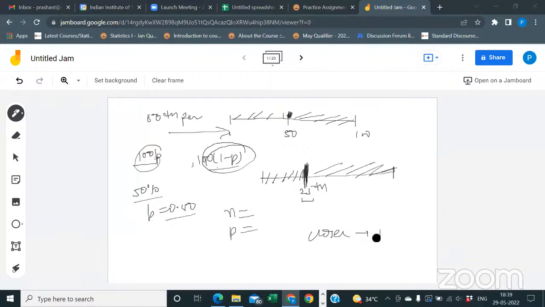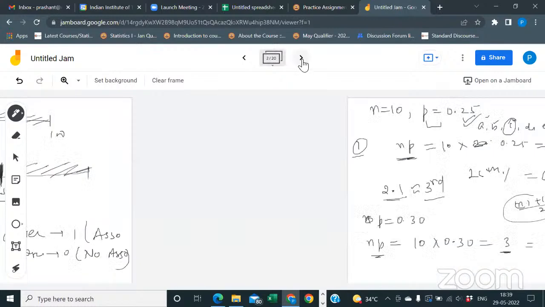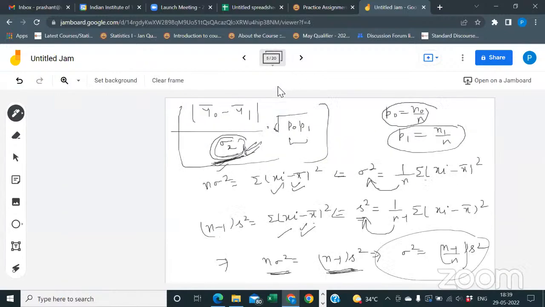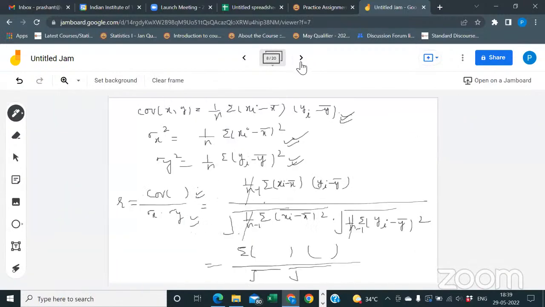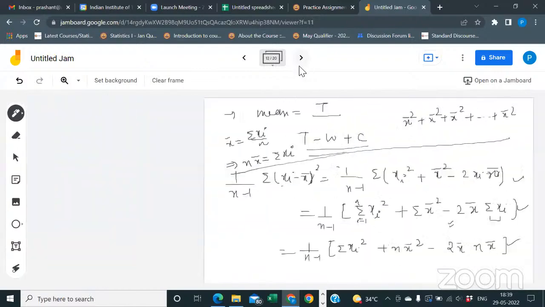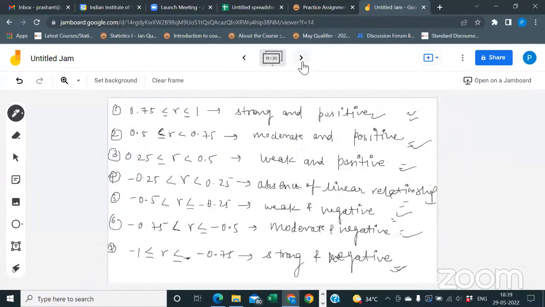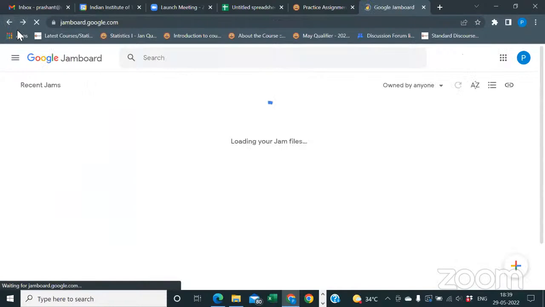Now, who has doubts? Closer to 1, then you will say there is association. If it's closer to 0, then you will say no association. Sir, this is for covariance or correlation? No, this is absolute point biserial. Sir, I was asking about covariance. Covariance is something you calculate and get a value. It is not used to predict the association.